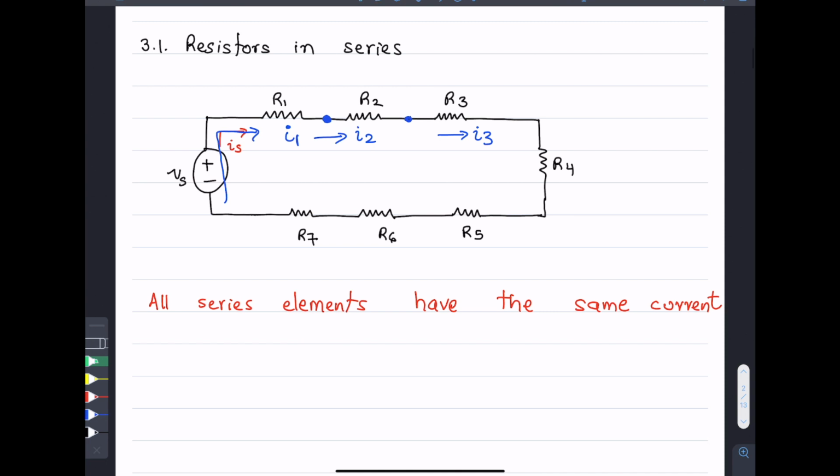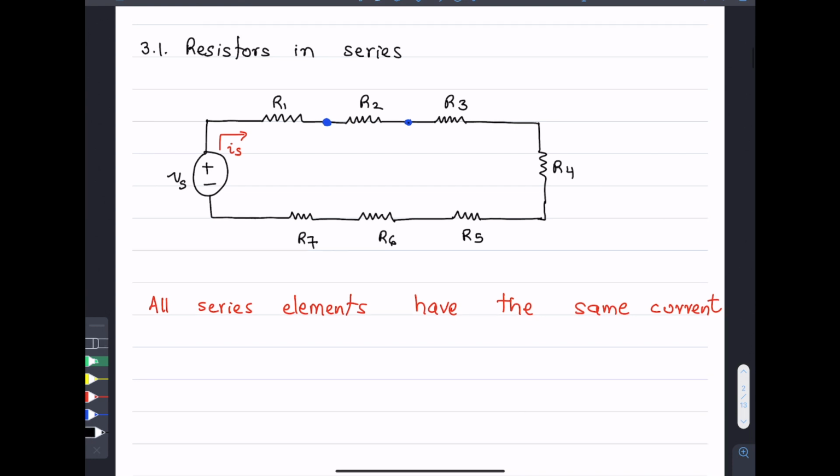So if you have one straight road, all the traffic that is entering the road has nowhere else to go. If there were a parallel path here, then the cars coming in this road could branch into two different paths, but that's not the case. So since they are series connected, all the resistors here have the same current.